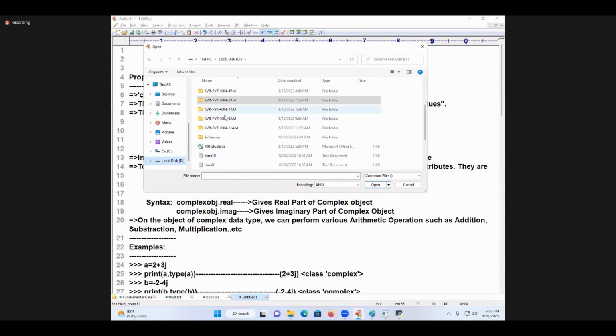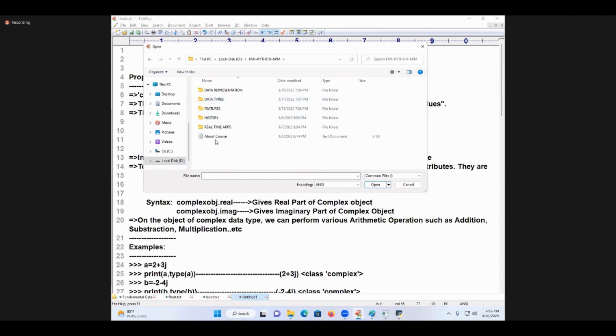So, coming to the Python data types. How many data types are there? 14. Please tell me all of them one by one. Int, float, bool, complex, str, bytes, bytearray, list, tuple, set, frozenset.